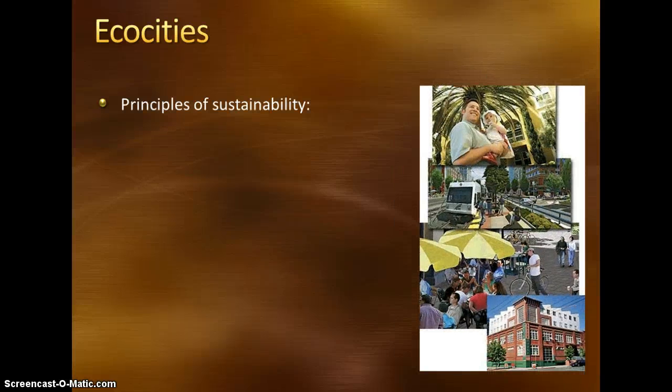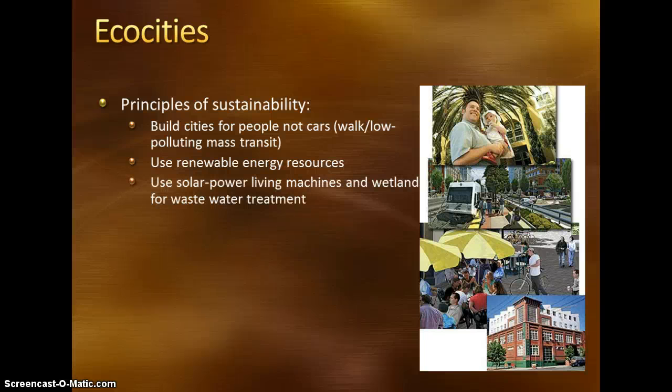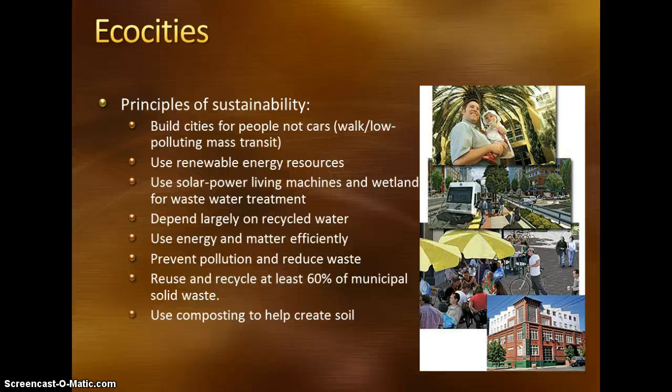The idea to keep these cities sustainable is to make sure they're built around people. You want them to walk, use mass transit, and use renewable energy resources. To cut down on the waste output, we want to use things like solar power, using wetlands for wastewater treatment, and recycling the water, cutting down on the amount of pollution and reducing waste. We can do that by reusing and recycling some of our solid waste, using greenhouses and, once again, those community gardens, either in vacant lots or on rooftops, to help produce food, to cut down on the amount that we have to input into the cities. And then, of course, planting trees.